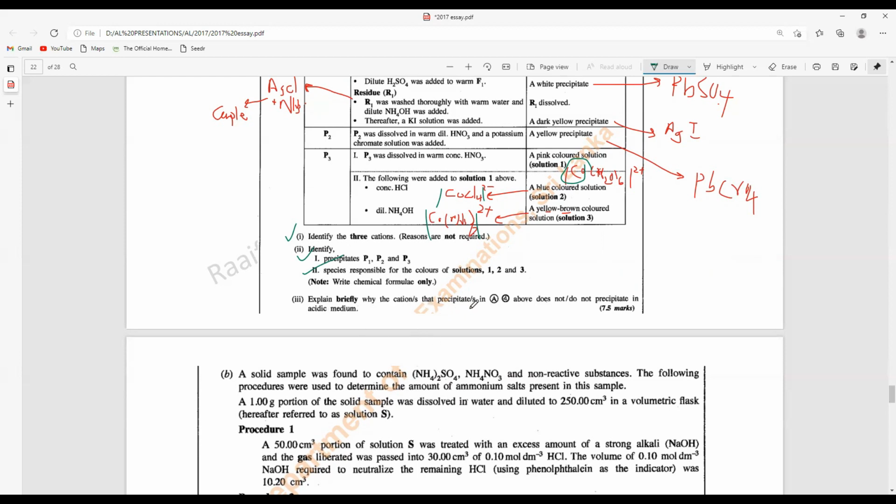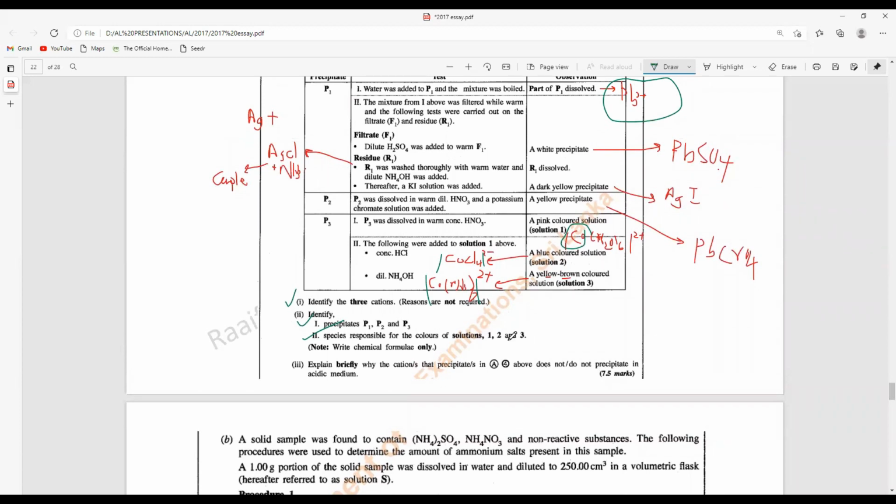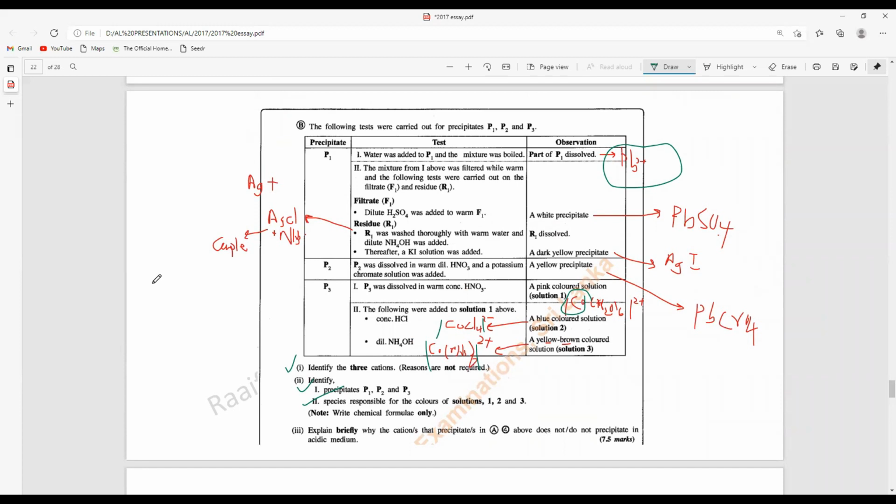Explain briefly why the cations that precipitate in A4 above do not precipitate in acidic media. So I have already explained this to you many times. I told you this basically depends upon the S2- concentration, the precipitation, and you can show the equilibrium of H2S in aqueous medium, show the physical states, H+ and HS-. This is the first equilibrium, and you can show the second. Just put this negative, that is fine. And then another H+ and S2-, right?